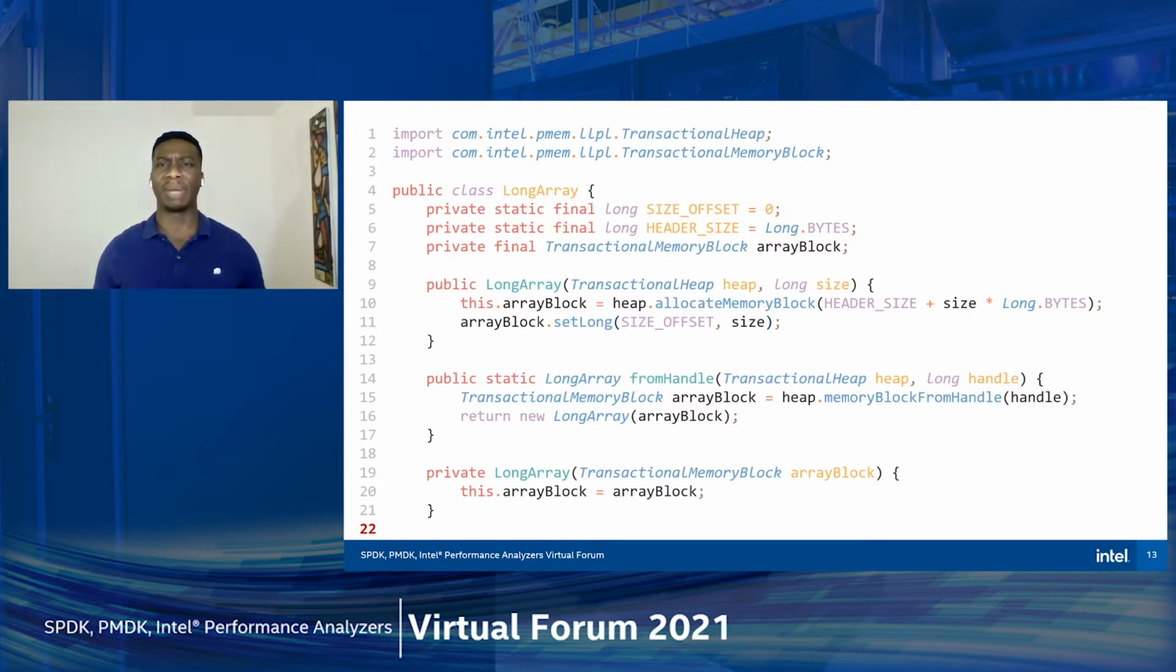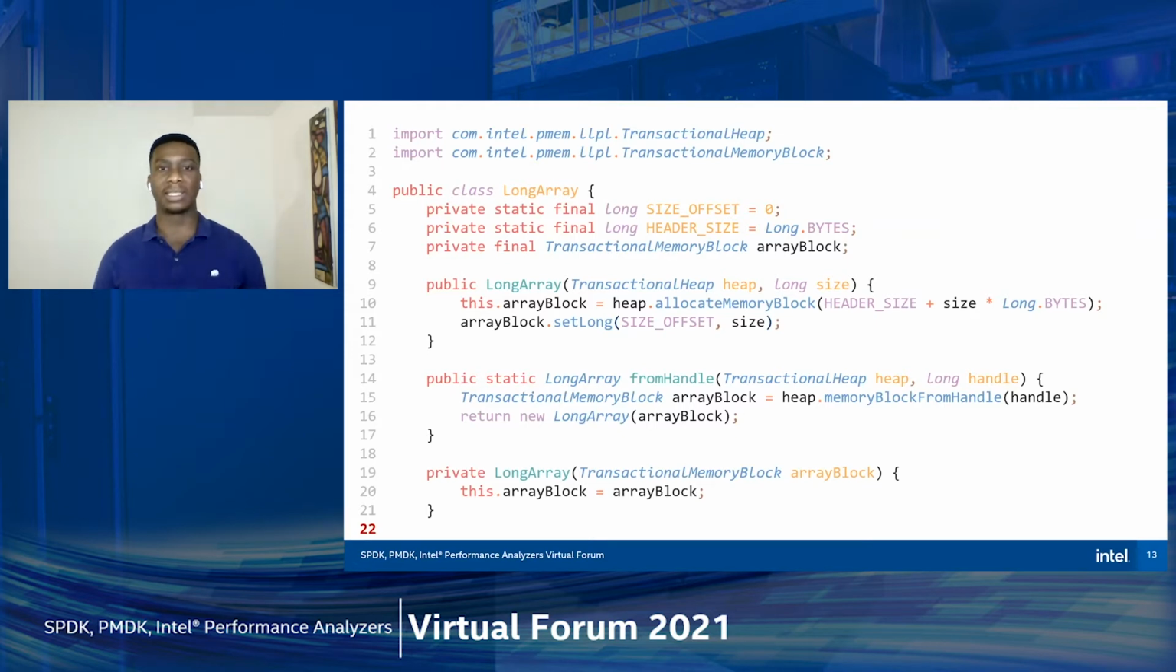Now our header is about 8 bytes, and we're going to write the size of this array into the 0th offset of the memory block, which we see on line 11. Just to let you know, in case it's not apparent, on line 10, we actually allocate persistent memory, and on line 11, we actually write to persistent memory in a transactional way.